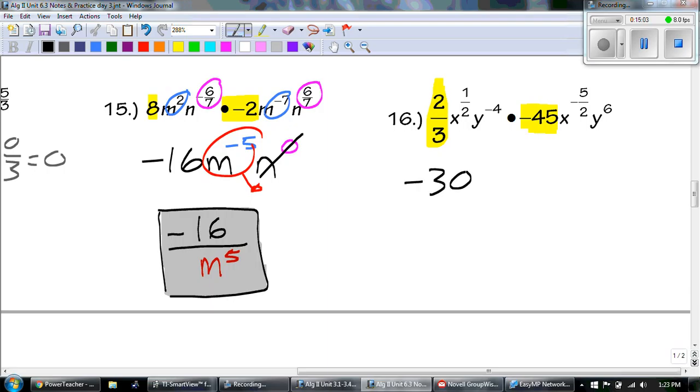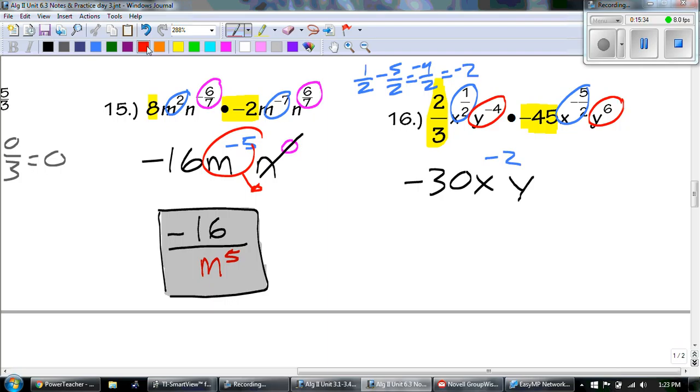Okay, so then I need to combine my exponents. 1/2 minus 5 over 2 is negative 4 over 2, which is negative 2. So I really have x to the negative second. And then I need to combine my y's. Negative 4 plus 6 is 2.